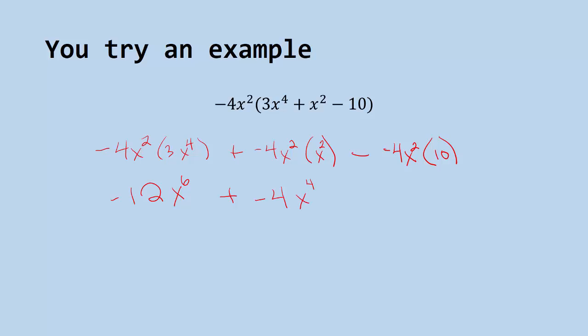Now here we have a subtraction and times negative 4x, so those two negatives are going to turn to a positive. And we can multiply 4 times 10, which is 40. There's nothing to multiply the x squared by, so the x squared just comes down here. So in the end, we have negative 12x to the sixth minus 4x to the fourth plus 40x squared.